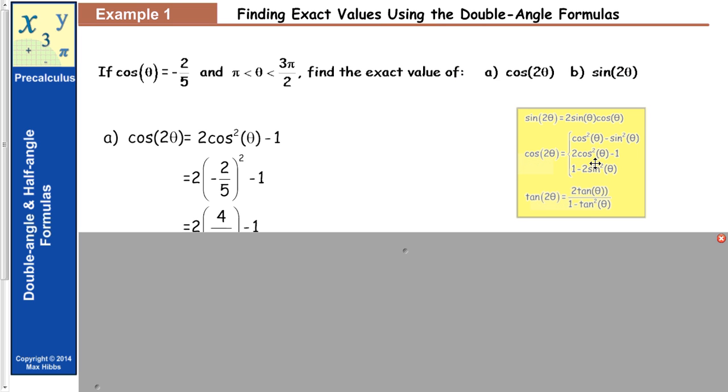In the middle choice, here's the idea. We have 2 times cosine squared theta minus 1 to calculate with. And all we need there is to know the value of cosine of theta. So this is the one we choose to use. It's that middle identity that I'm using. And since I know that the cosine of theta is negative 2/5, in the place of the cosine of theta I put a negative 2/5, and of course it's squared.